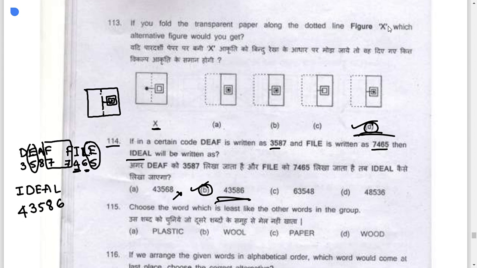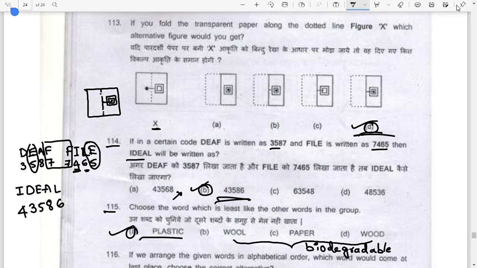Now go to the next question. 115. Choose the word which is least like the other words in the group. So see the options. Plastic, wool, paper, wood. Here wool, paper and wood, these are biodegradable, whereas plastic is not biodegradable. So the answer will be plastic here. These three are similar whereas plastic is different. So correct answer will be plastic here.